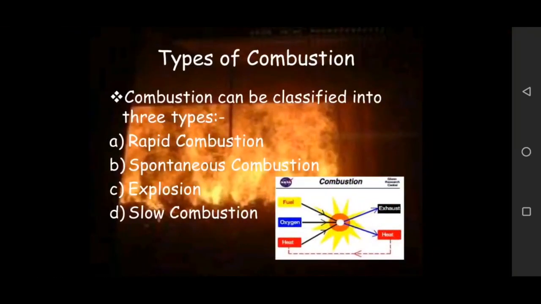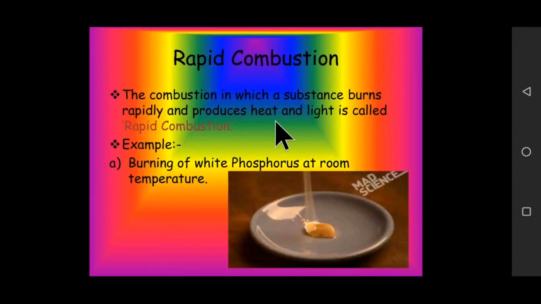Now here comes the types of combustion. Basically there are four kinds of combustion: rapid combustion, spontaneous combustion, explosion and slow combustion. So the first type of combustion is rapid combustion. The combustion in which a substance burns rapidly and produces heat and light is called rapid combustion. For example, LPG burns into flame as soon as a lighted matchstick is taken close to it, producing heat and light.